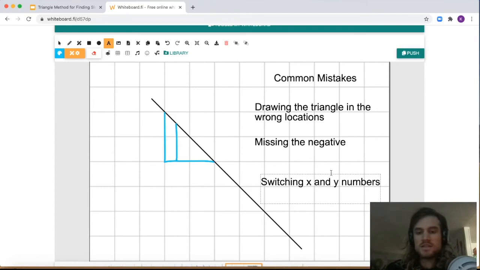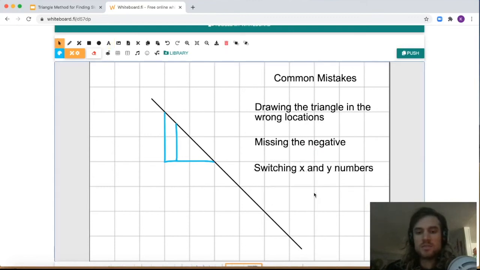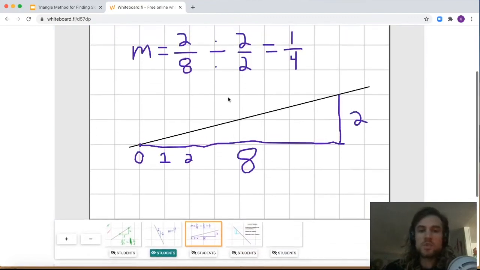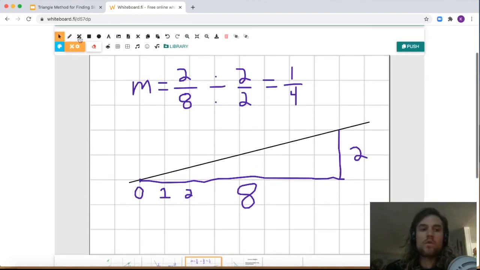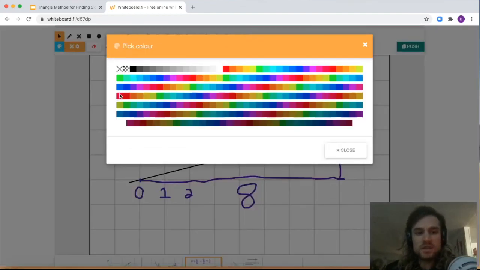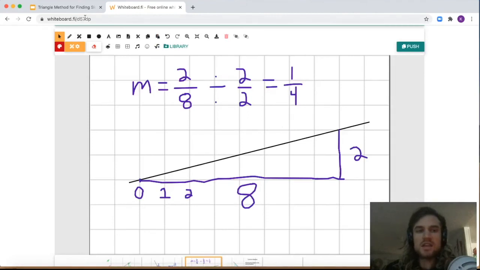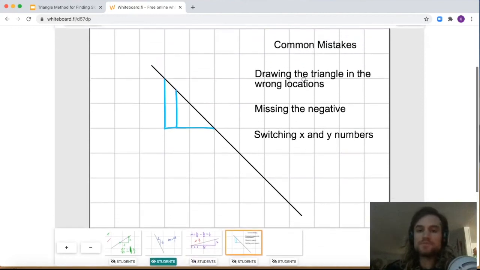So for instance, and this one is probably not a good example for that one, but for this one, they might put 4 over 1. So let's go ahead and grab ourselves a red color to indicate an incorrect situation here. This does not equal 4 over 1, right? So that is a common mistake as well. People putting the x value on top, y value on bottom. Okay, so there we go. Drawing the triangle in wrong locations, missing the negative, switching the x and y numbers.